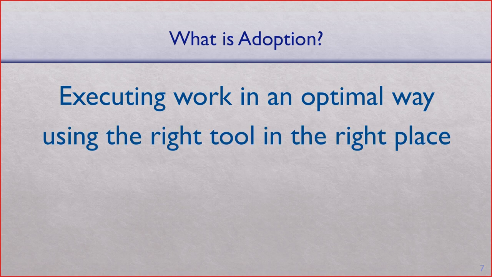So just because the work is getting done using one particular application and one set of features does not mean the method is optimal. It may still work. The output may still be correct, but you are still wasting time and energy. So right tool in the right place, a very critical component. And this becomes very important because there are so many tools and so many features. So there are too many permutations to figure out.